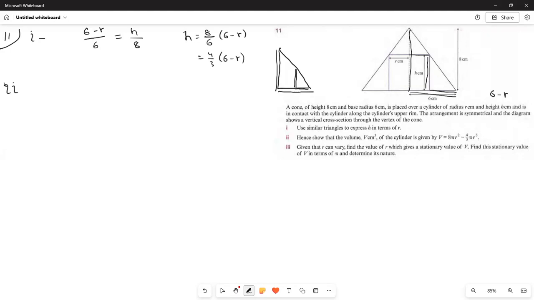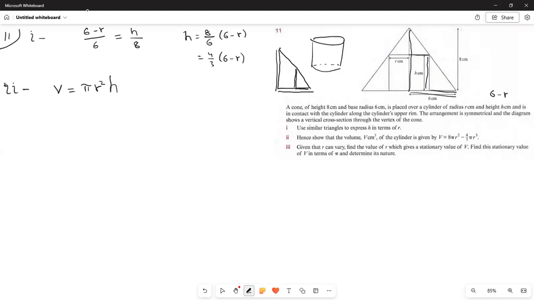So let's do part 2 now. Part 2 says, hence show that the volume of the cylinder is given by this expression. The volume of a cylinder is easy. We will find the base area times the height, right? Now the base is a circle, so the area is pi r squared. And when I multiply it with the height, which is h, it will give me the volume of the cylinder.